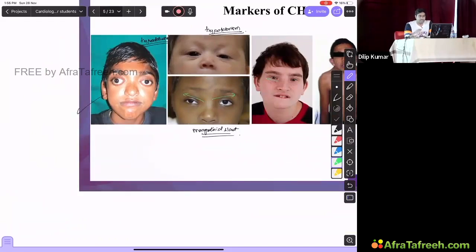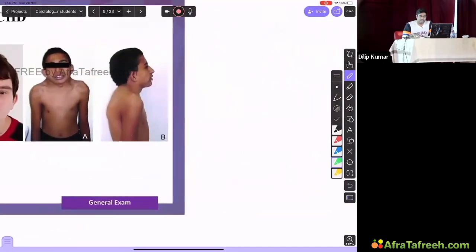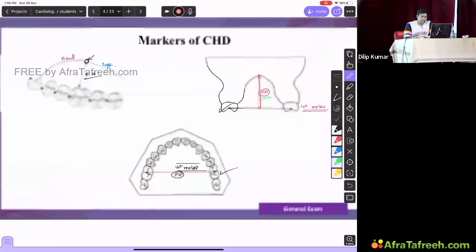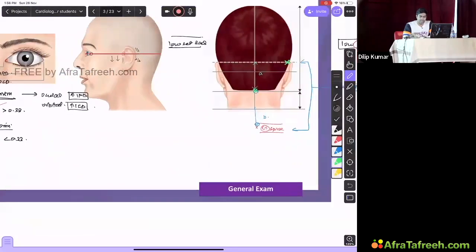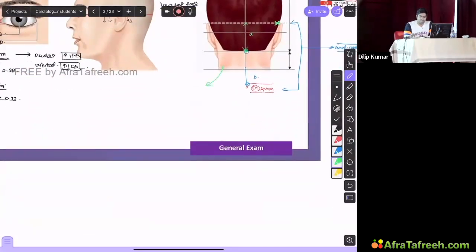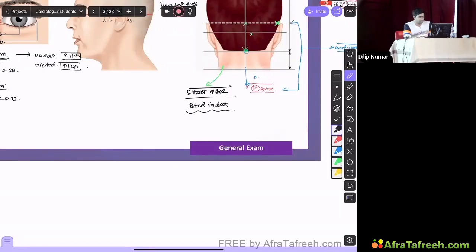Okay, I didn't talk about short neck, isn't it? So that itself will be the definition of short neck. I didn't tell about that. So short neck is also an important marker of congenital heart disease. How to tell whether the patient is having short neck or not? We use something called Bird index. That's called Bird index. What do you mean by Bird index?